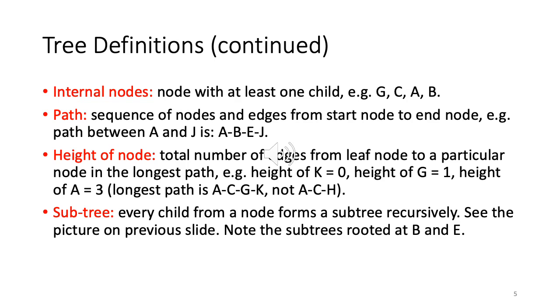Similarly, you can have a subtree rooted at C, which has C, G, H, K, and you can have a subtree rooted at G, and even a subtree rooted at K, which has only one node, K. So this concept of a subtree is very important. Every child from a tree node forms a subtree recursively. Make sure you see the recursion in this. Every subtree that you get is also a tree, just a smaller one.